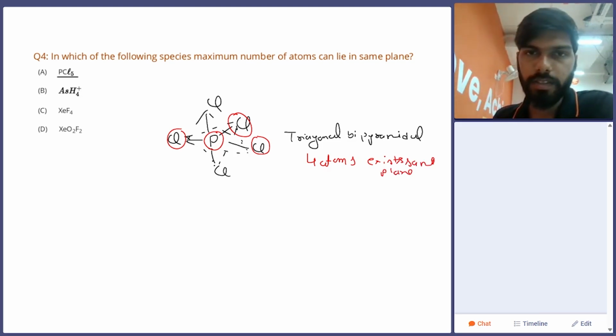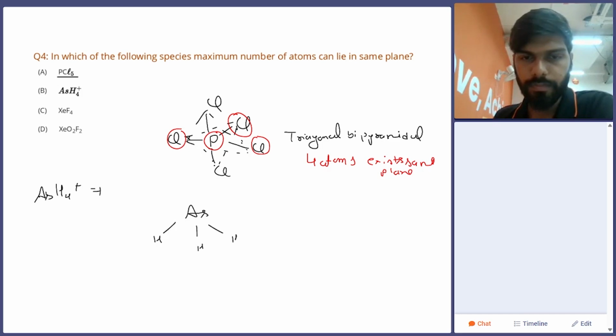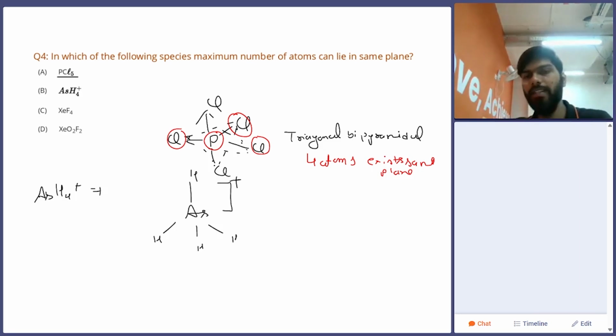Okay, now next, if we look at it here, AsH4+, AsH4+ structure if you draw, that is sp3 hybridized, and here sp3 hybridized along with this arsenic. Okay, so if you look at it here very carefully, along with the arsenic, there are others also involved, so there are three atoms in the same plane.